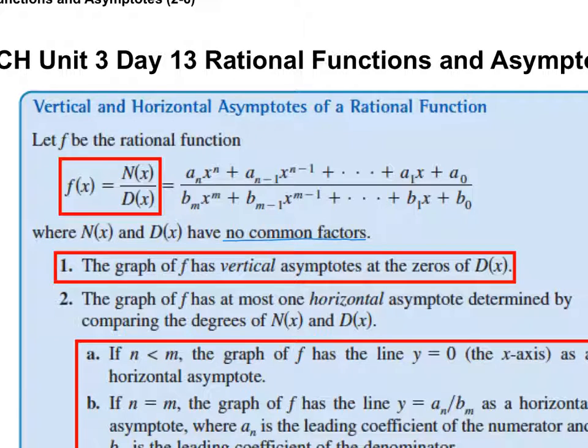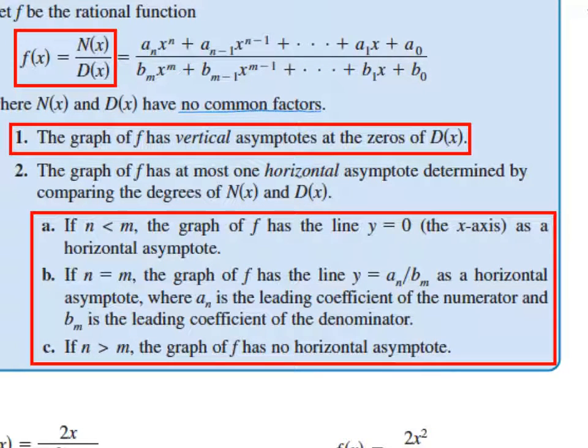Okay? But let's take a look at it. Okay, it says the graph of f has vertical asymptotes at the zeros of the denominator. Okay? In other words, what's going to make the denominator 0? That's what our vertical asymptotes will be. Okay? Then we have, number 2, the graph of f has at most one horizontal asymptote determined by comparing the degrees of your numerator and denominator. Okay? So let's look at this rule here, and then we're just going to work through a few examples. I think it'll make sense here.